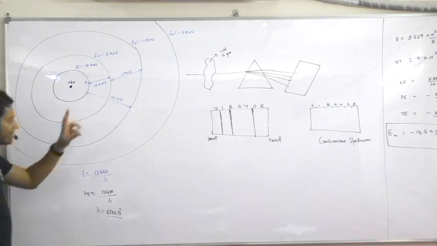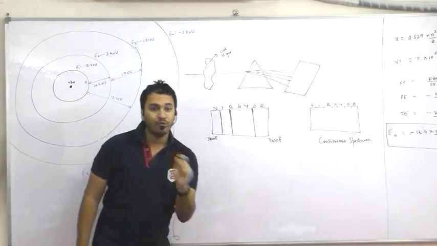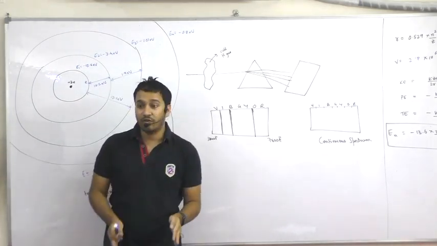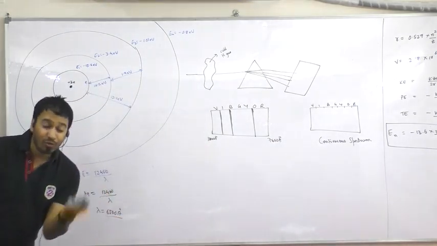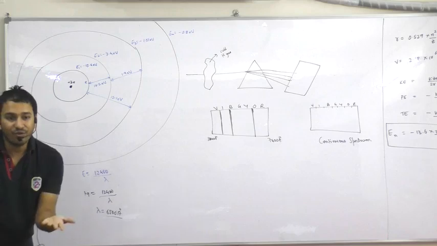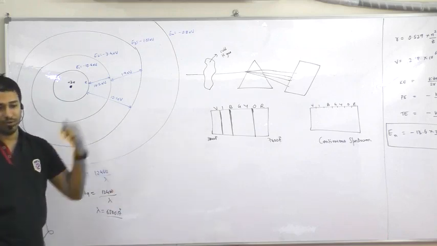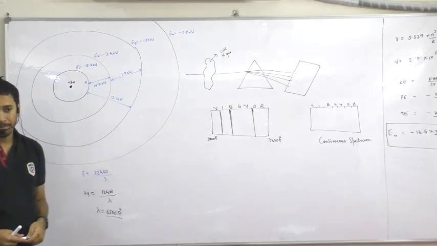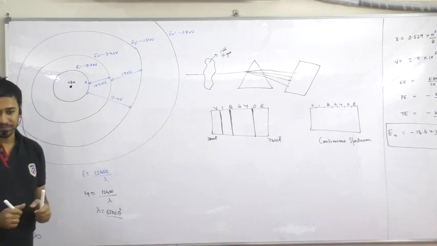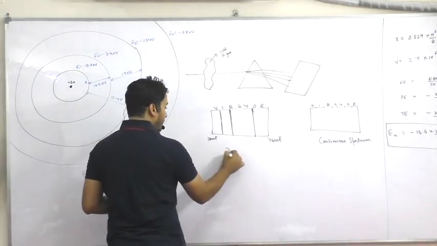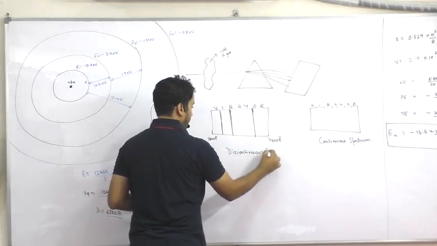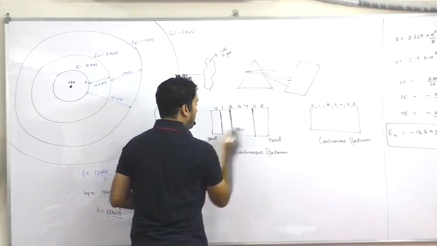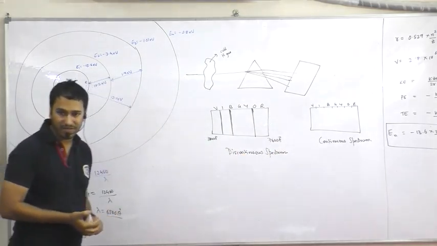The photons which are missing from my spectrum are those photons which could take the electron to a higher orbit. And so which photons are those? It is those photons whose energy is equal to the energy difference between my orbits. Please make sure you understand this well. This is what we call a discontinuous spectrum. This is a discontinuous spectrum because not all the photons are present, right?